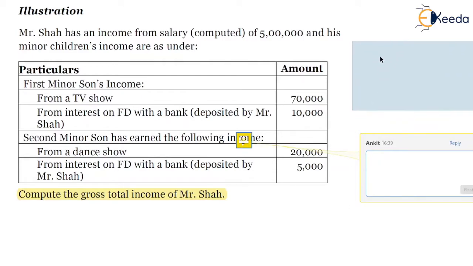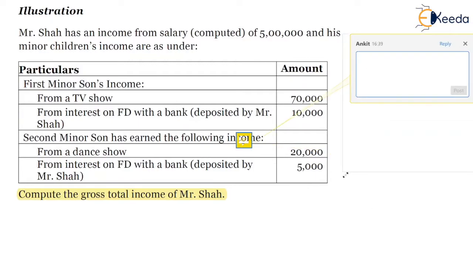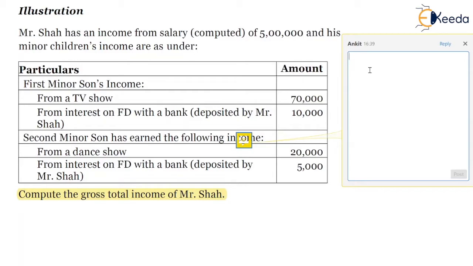So friends, on your screen, computation of gross total income of Mr. Shah. First one is salary income, it is already computed, meaning standard deduction has already been provided. 5 lakh can directly be mentioned. Second is first minor son's income. In that, first adjustment is TV show income.